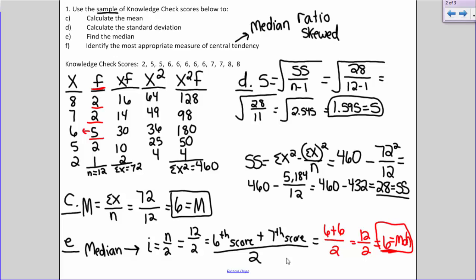Now, if we had ratio data that was somewhat normal in shape, we would go for the mean. If we had nominal data, we would automatically go with the mode, and if we had ordinal data, we would automatically go with the median. The only time you have to consider the shape of the distribution is when you have ratio or interval data. Again, if it's ratio or interval, skewed, median, normal, mean.